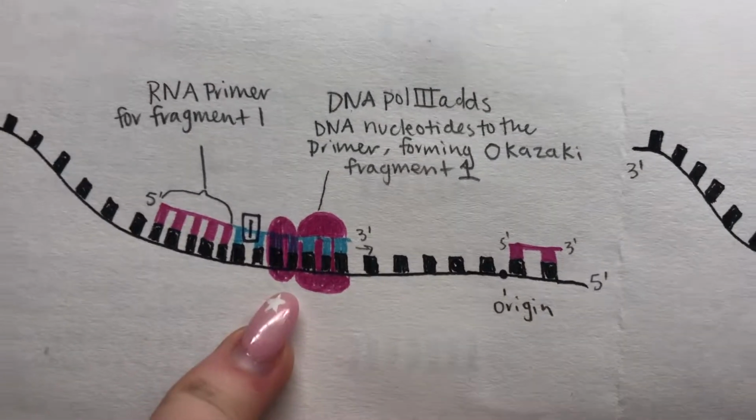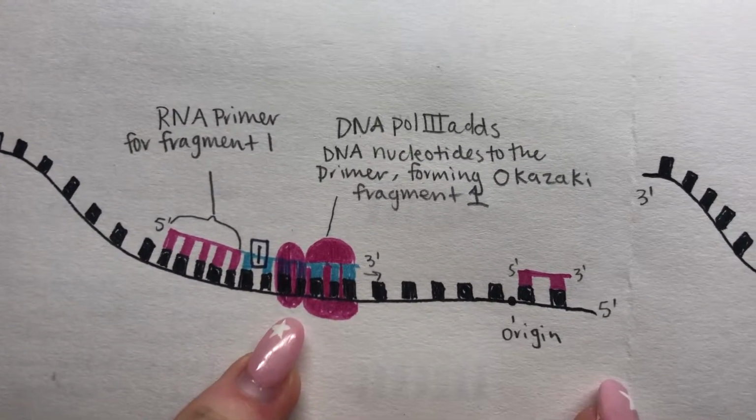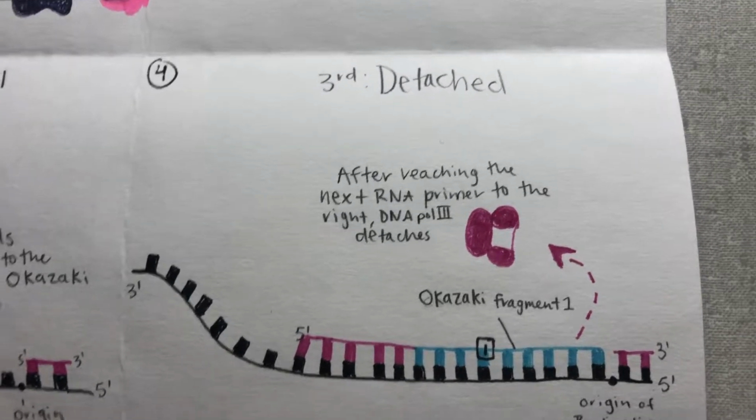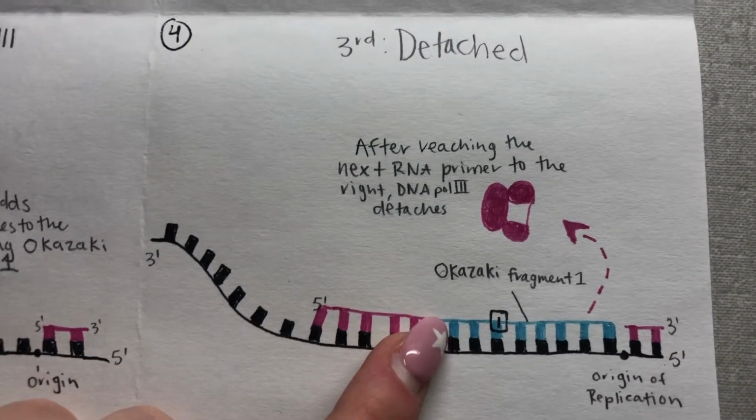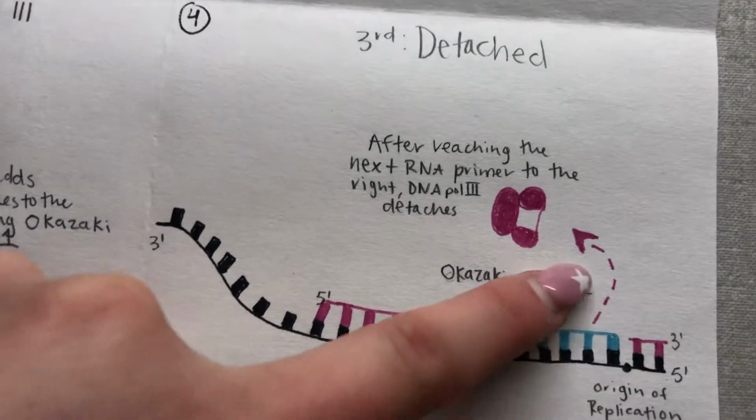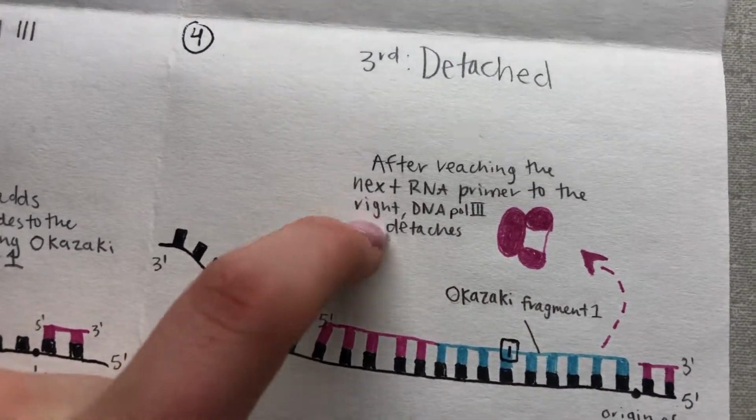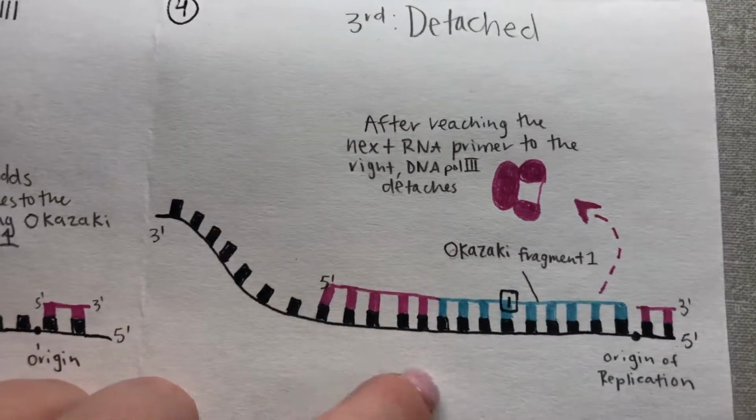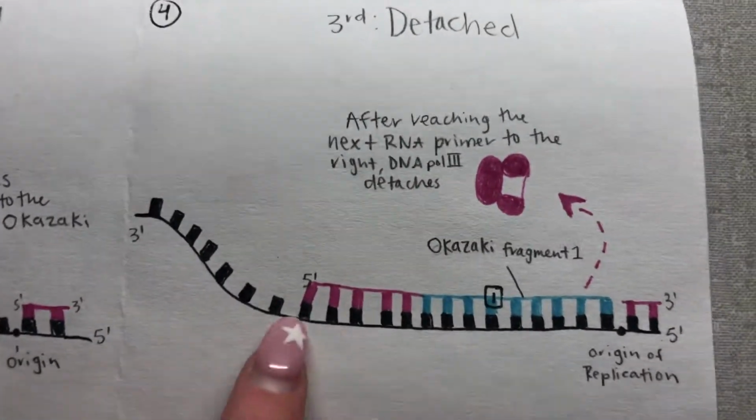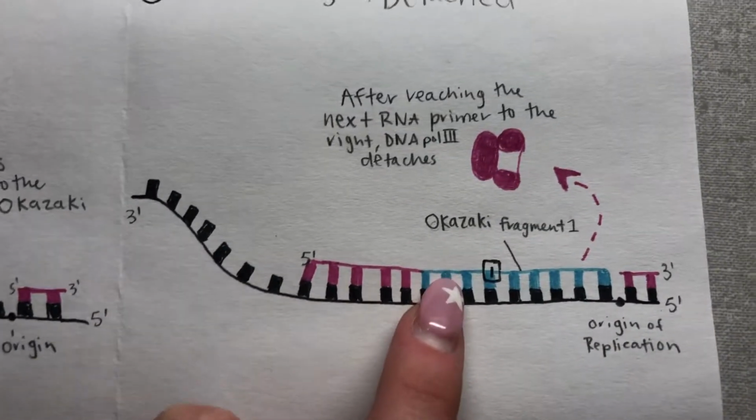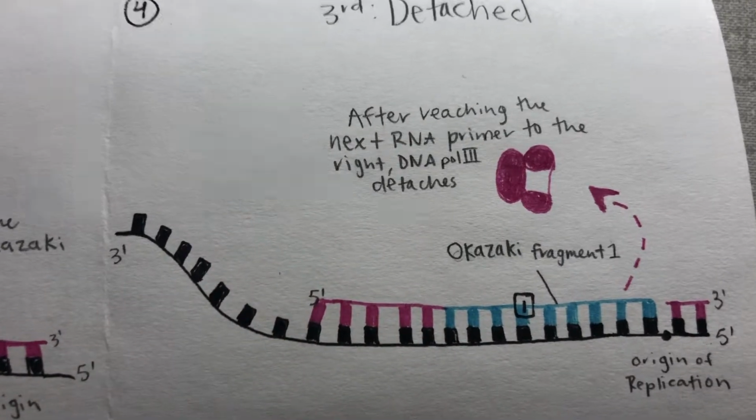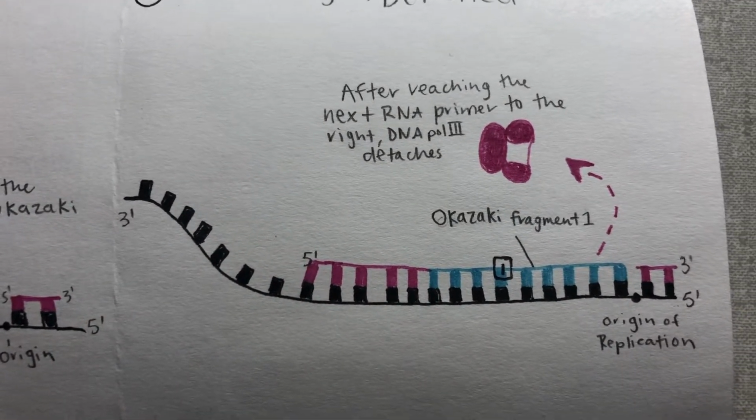So the second step of the lagging strand. Alright, so after the DNA polymerase 3 does its job, which is adding DNA nucleotides to the primer, after that's formed, it detaches itself after reaching the next RNA primer to the Okazaki fragment. It detaches itself and gets ready to start the process over again to form fragment 2.